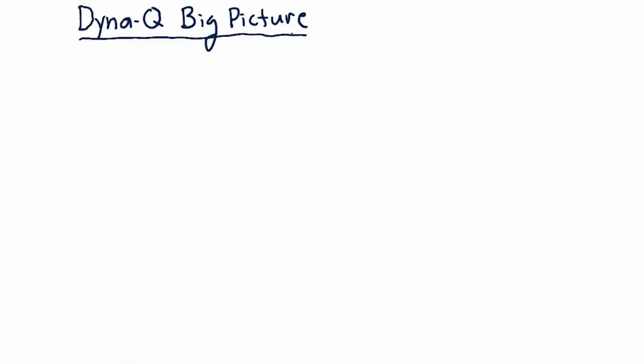DynaQ is an algorithm developed by Rich Sutton intended to speed up learning or model convergence for Q-learning. Remember that Q-learning is model-free, meaning that it does not rely on T or R, T being our transition matrix and R being our reward function. It doesn't know them. Dyna ends up becoming a blend of model-free and model-based methods.